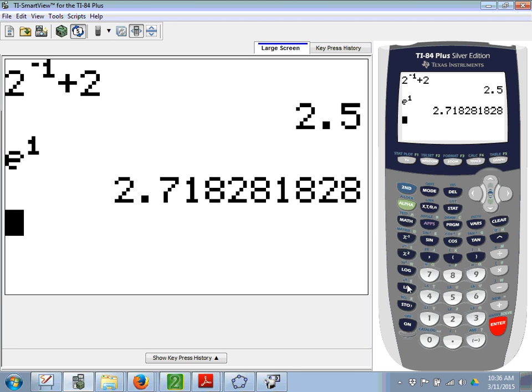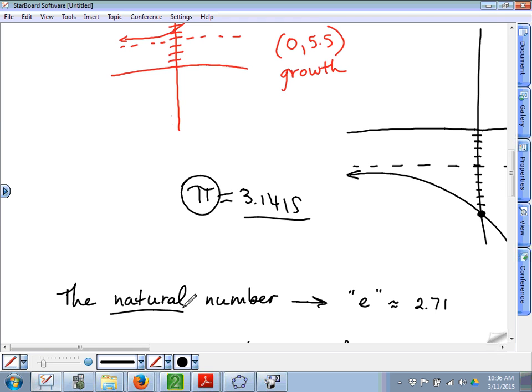It's not just that somebody said, well, let's let E equal 2.718. There's a process that a mathematician went through to come up with this value. It's just kind of a complicated one. I don't have time to show you. So for right now, when I ask you what E is, you say it's 2.71. And it's called the natural number.